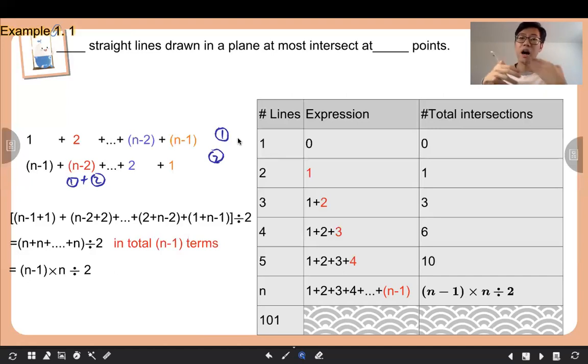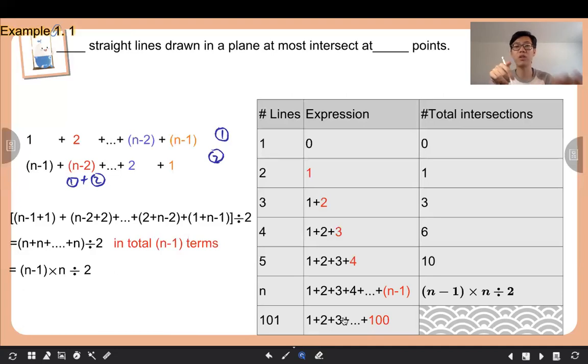Now we understand this arbitrary n lines case. How about we go back to our previous example? We want to have 101 lines. What should be the result? Well, let's first go for the expression. I think now everyone should know how to write this expression because we already found the pattern, right? Okay, yes, we should write 1 plus 2 all the way to 100. Why? Because n is 101.